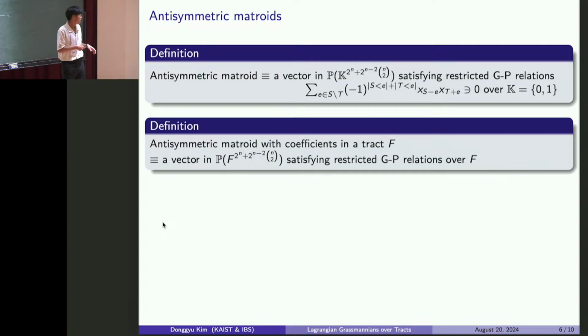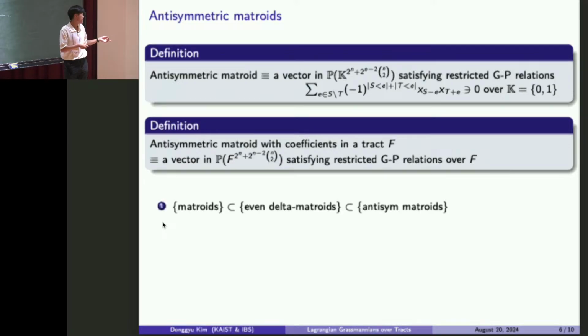Yeah, and yeah, this is ours. I didn't give you a set-theoretic definition of the anti-symmetric matroid, but you can easily extract that from here. And the anti-symmetric matroid with coefficients is nothing but just the restricted Grassmann-Plücker relation over our tract F.